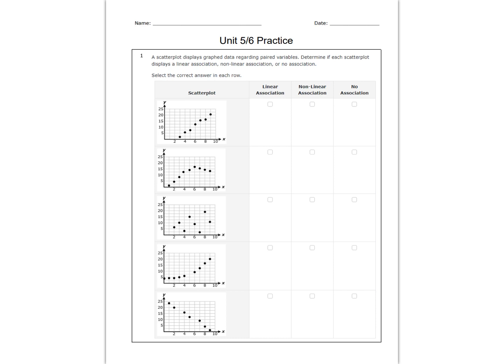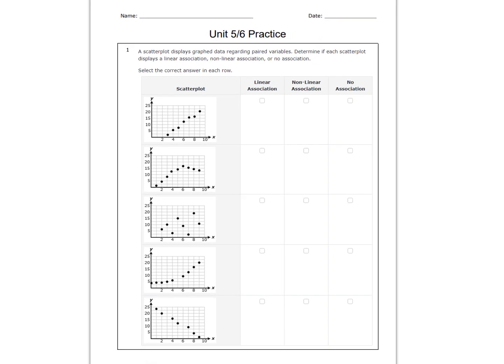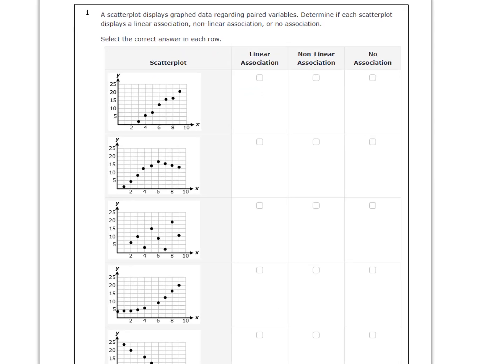So, a scatterplot displays data regarding paired variables. And so we want to look at the association. If we can form a line out of that association, then we're going to say it's linear. If we can't, and there is some association, we'll say it's nonlinear, like this one's curved, so nonlinear. And then no association means that there's nothing that you can do to connect the dots in any meaningful way.